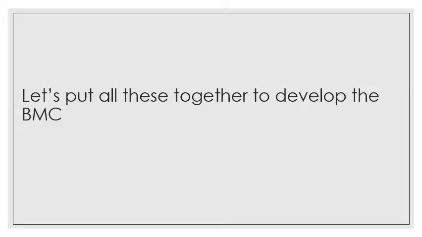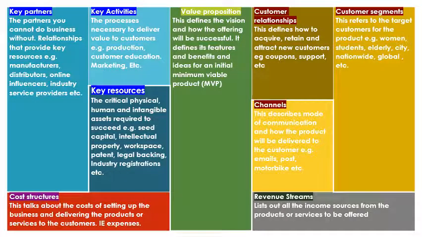Now let's put all these things together to see how the BMC or the business model canvas looks. Here it is, all on one page, touching those 9 key items, value proposition in the middle, which is the core, and then on the left hand, you have the key partners, the key activities, the key resources, and the cost structures. And then on the right hand, you have the customer relationships, customer segments, channels, and the revenue streams. That is your business model canvas on one page.